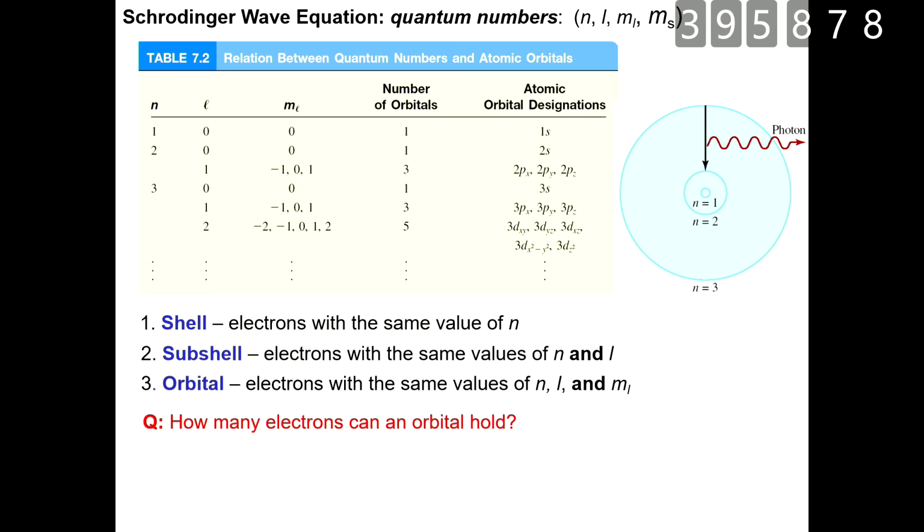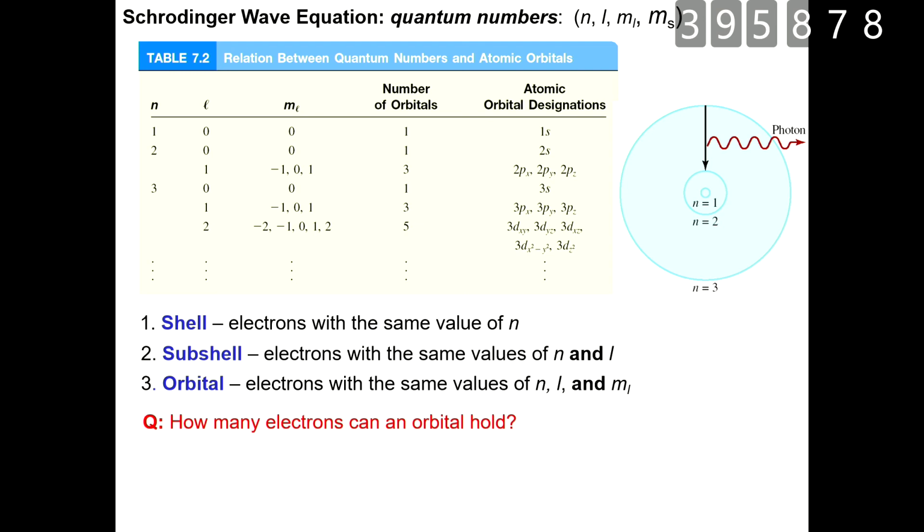So when n equals 2, it has 2 subshells, right? So when n equals 3, how many subshells? Yeah, 3. So the L is 0, 1, 2, right? So these are the subshells.